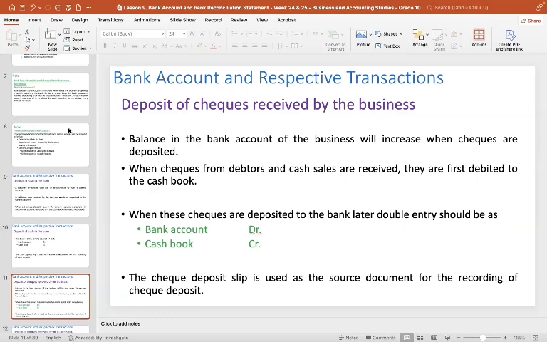Now, checks may be from cash sales or from credit sales. If it is a credit sale, they put a future date, whereas if it is a cash sale, they will put today's date itself and give you the check. So when you are doing these check transactions, you may be depositing it to the bank later. Firstly, you will record it in your cash book and then you will be recording it in your bank account.